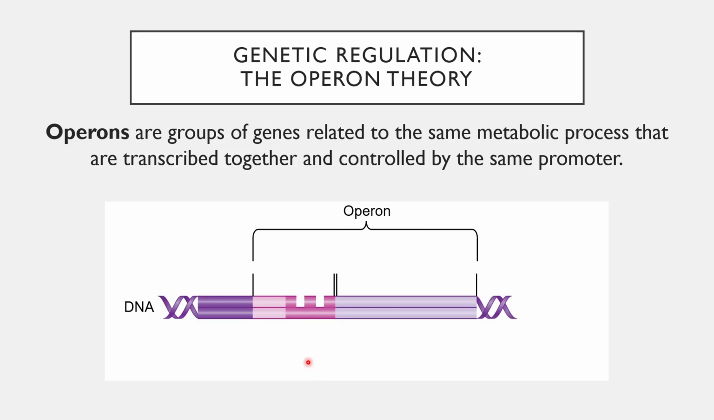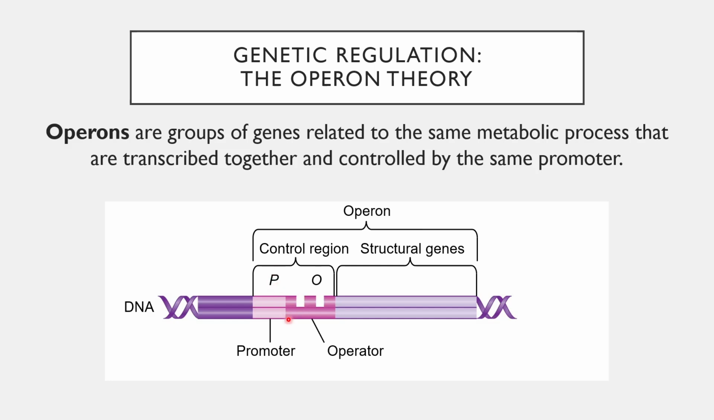So if we take a look at the anatomy of an operon right here, the whole operon is this section of DNA. And within the operon, there is what is called the control region. And the control region is basically like the on and off switch for the rest of the genes. So the structural genes are the instruction manual. And this control region is what dictates whether or not the instruction manual is going to be read by the cell and actually used at any given time. Within the control region, there are two separate sections. There is the promoter first and the operator second.